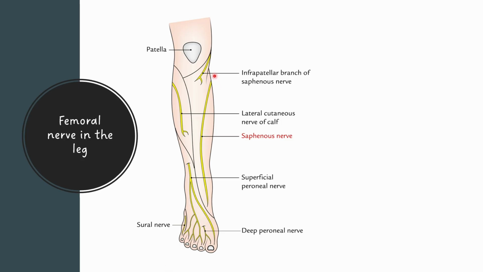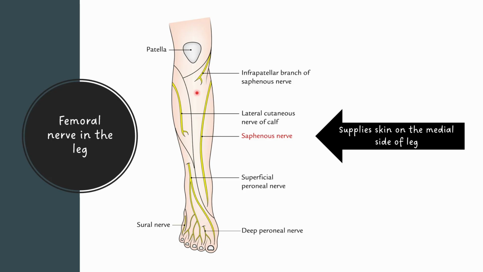The saphenous nerve in the leg pierces the deep fascia on the medial side of the knee between the sartorius and gracilis and runs downwards in front of the great saphenous vein. So here it gives an infrapatellar branch which curves downward and forward to supply the skin over the ligamentum patellae. So this saphenous nerve basically supplies the skin on the medial side of the leg.